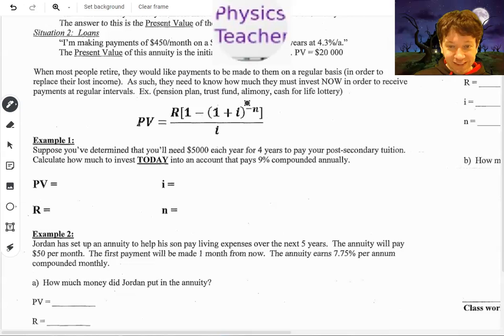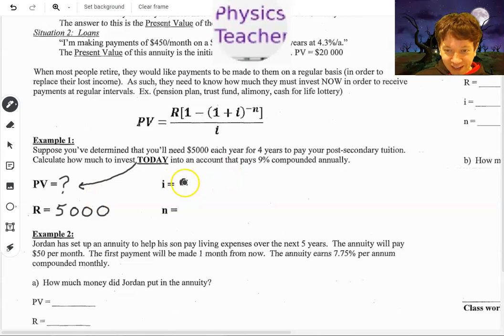Okay, well that is going to be PV or R. So in this case, it would be R, because that is going to be our regular payments that we will get every year for 4 years. So that is 5,000. Present value, that's what we don't know. It says calculate how much to invest today. Hint, today, present value. So that is present value, but we don't know it in this question. That's what we're calculating.